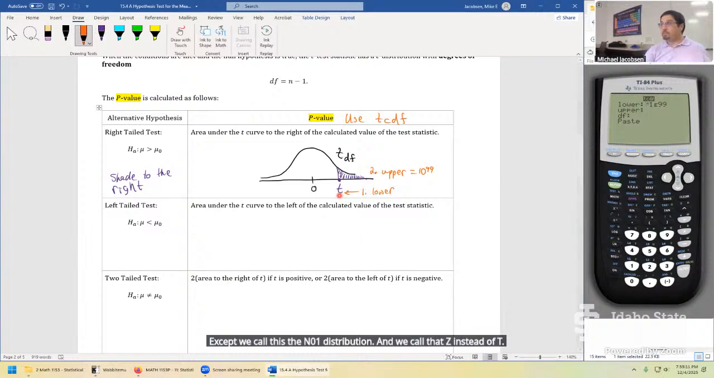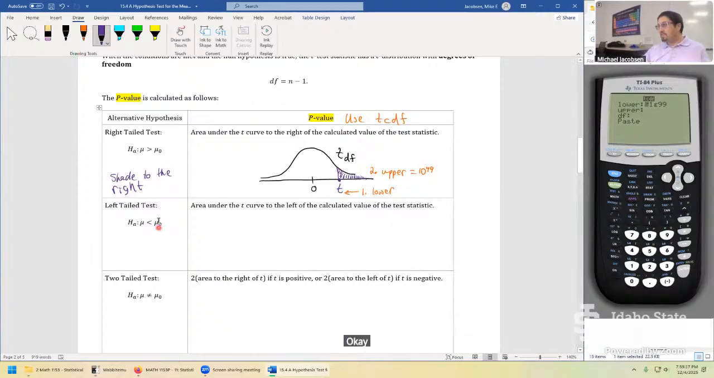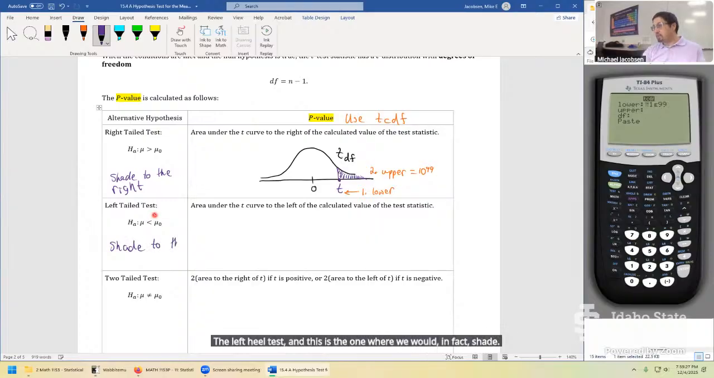Well, other questions so far before we go to the next? Okay, so on this one down here, it's pointing to the left, so that means this one's a left tail test, and this is the one where we would in fact shade to the left.